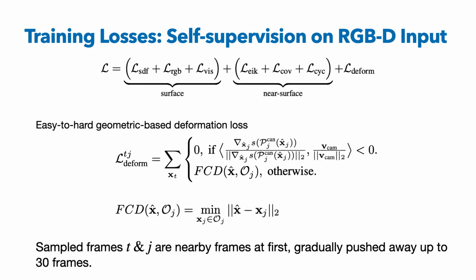Finally, we design an easy-to-hard geometric-based deformation loss. Concretely, if we project a point from frame t to frame j, and it is still observable by the camera view of frame j, then we return the chamfer distance of the projected point to the observed point cloud of frame j. t and j are at first sampled as nearby frames, and then we gradually increase the distance of t and j, so at the end of the training, t and j can be up to 30 frames apart.